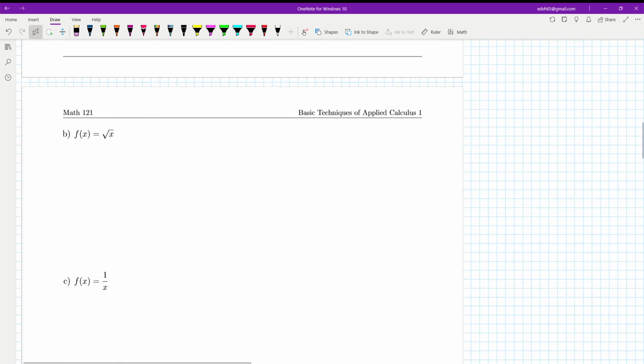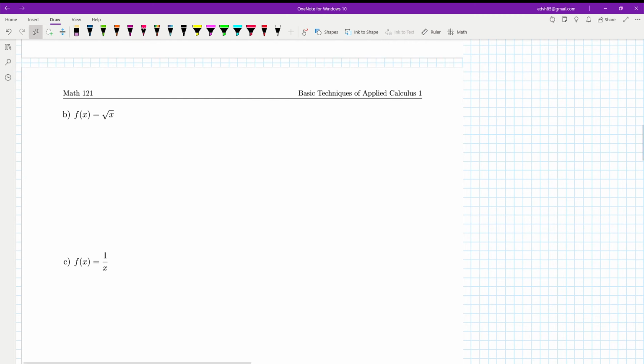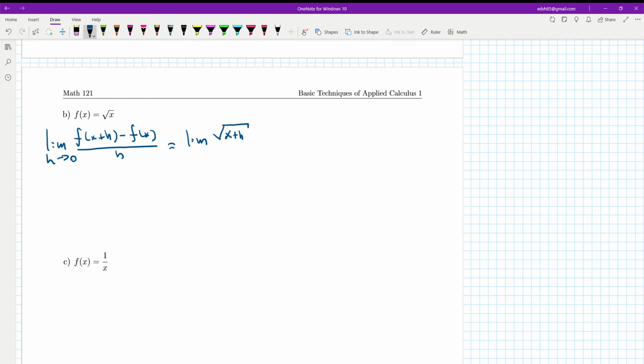Let's take the derivative of f of x equals the square root of x. Alright, so again, limit definition: the limit of f of x plus h minus f of x over h as h approaches 0. So what we want in this case is the limit of the function evaluated at x plus h minus the original function over h as h approaches 0.